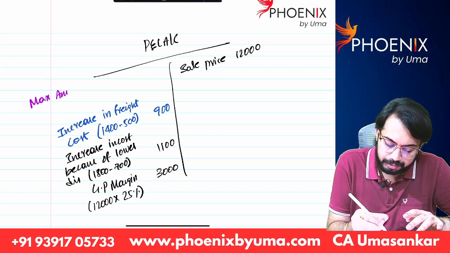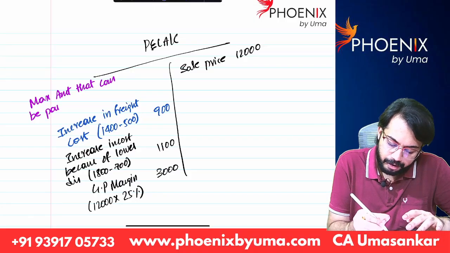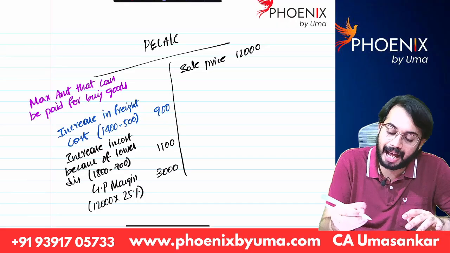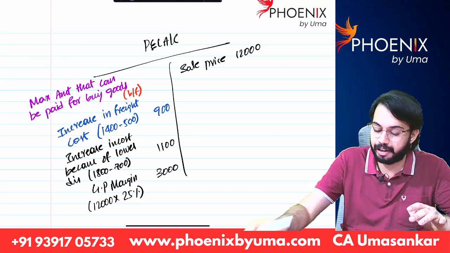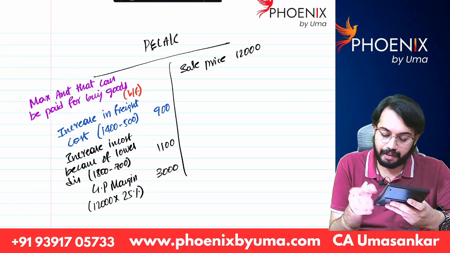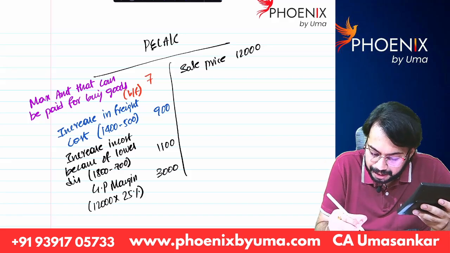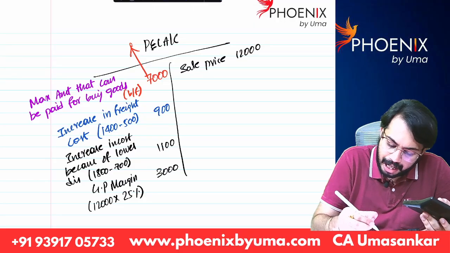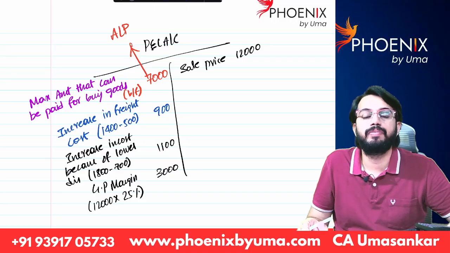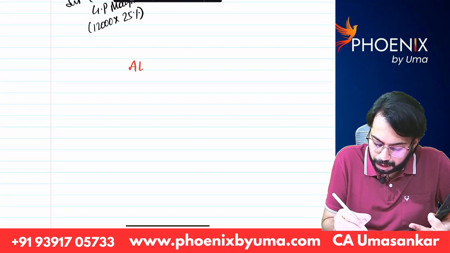So how much is the maximum amount that can be paid for buying goods from the related party? That is nothing but the balancing figure. How much is the balancing figure? Calculate. 12,000 minus 3,000 minus 1100 minus 900. Arm's length price is 7,000. So the arm's length price is 7,000 rupees.